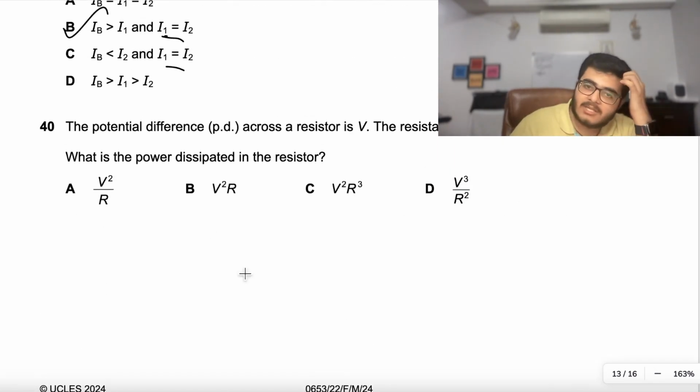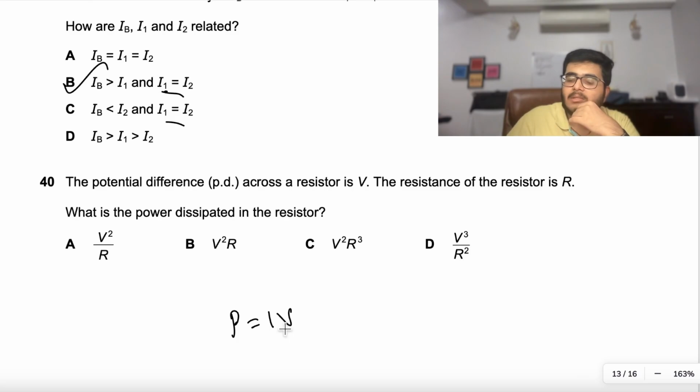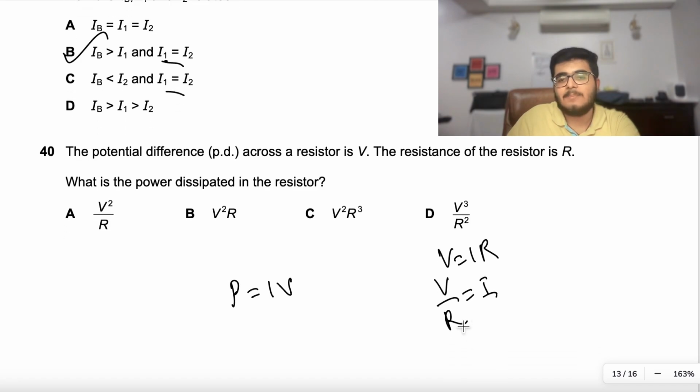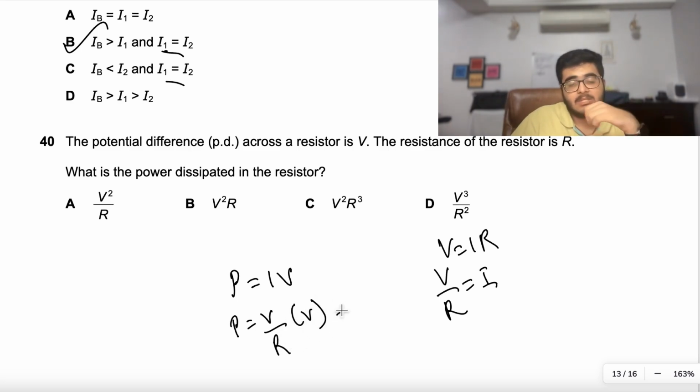Okay, 40. Potential difference across a resistor is V, right? So voltage is given to be V and resistance is given to be R. So what is the power? We know power is equal to IV, power is equal to current into voltage, right? However, we don't have the current right now. So V is equal to IR. If you bring R here, V upon R is equal to current. Now let's substitute this in place of current. So P will be V by R into V, which is going to be V square by R. So V square by R is A part, which is the correct answer.